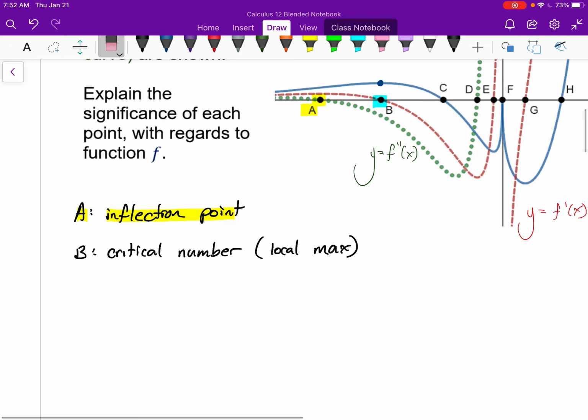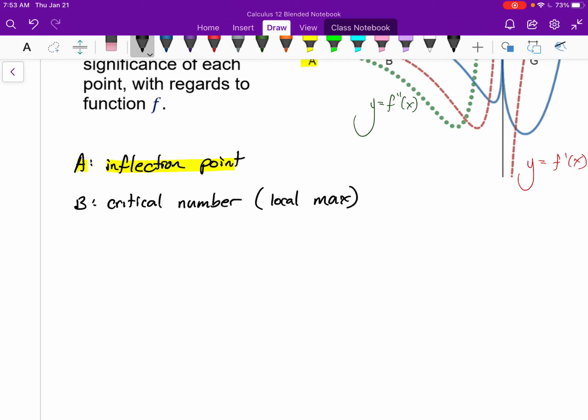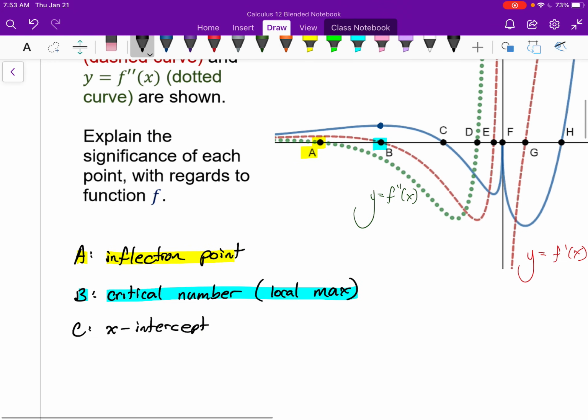All right, C. C is the x-intercept of the function. What does that tell us? Well, honestly, that just tells us it's the x-intercept of function f. It tells us where function f is 0. So that's it. It's an important point for any function, the x-intercept. But, you know, it's just the x-intercept. I'm more interested in the others.